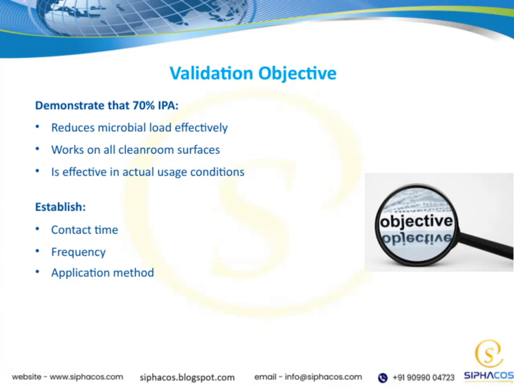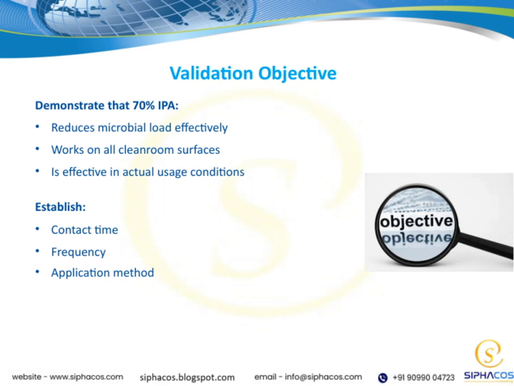Let's focus on the validation objective for this slide. Our goal here is to demonstrate that the 70% IPA solution is truly effective. First, we want to show that it reduces microbial load effectively, which is critical in maintaining a sterile environment. It's important to note that this solution works on all cleanroom surfaces, ensuring broad applicability across different areas. Additionally, we need to confirm that it remains effective under actual usage conditions, not just in controlled lab settings.